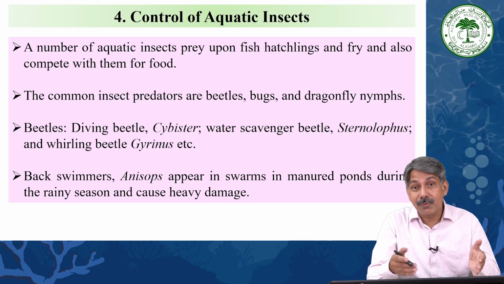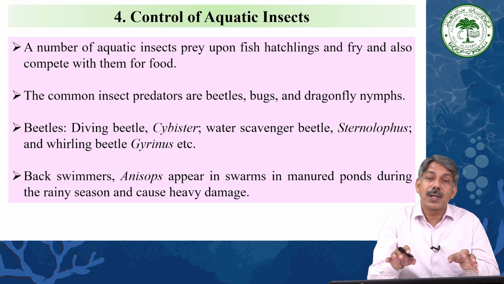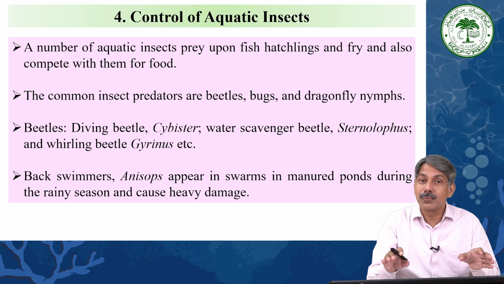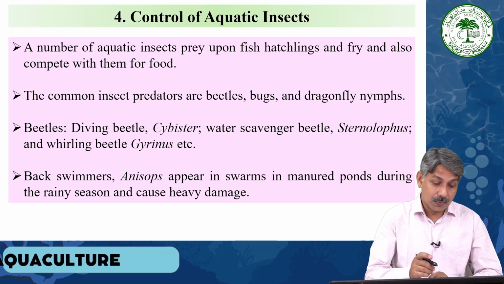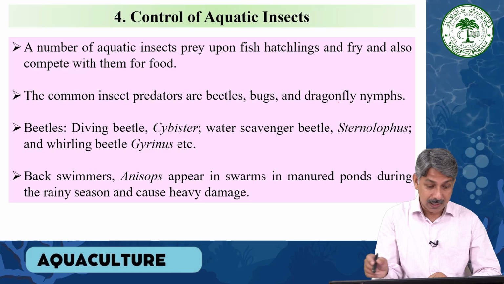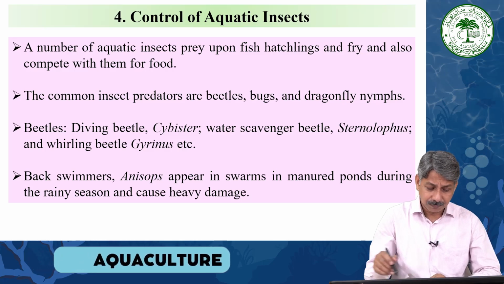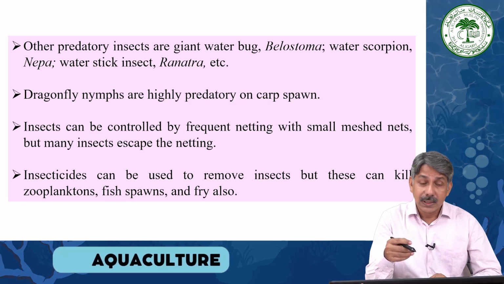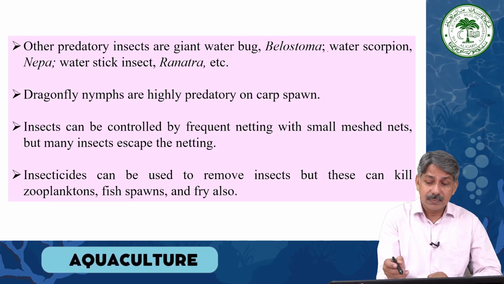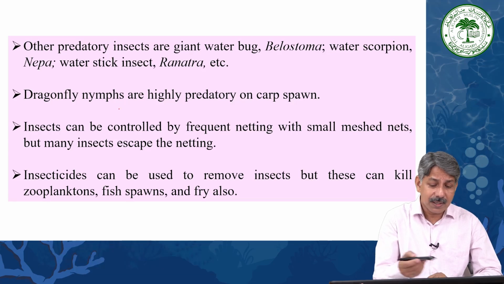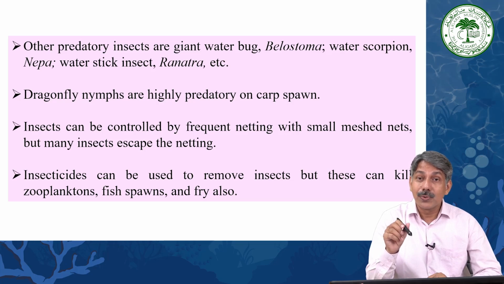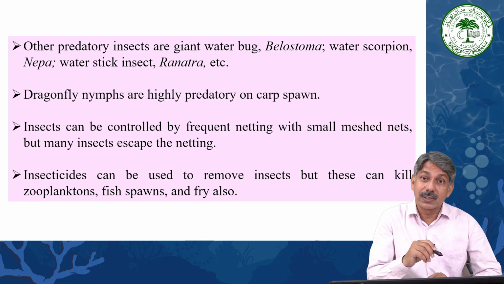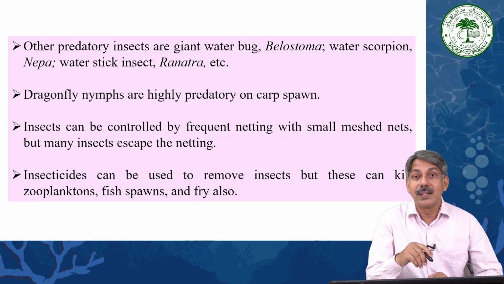The aquatic weeds that we have just talked about. Every such thing should be avoided in order to increase the survival rate and growth of the fry, especially in the nursery pond. But in the rearing pond also, that becomes very useful. The common insect predators are beetles, bugs, dragonfly nymphs. There are many varieties of beetles and other aquatic insects which can harm your fishes. Other predatory insects are the giant water bug and water scorpion, commonly found in many places. Dragonfly nymphs are highly predatory on carp spawn.